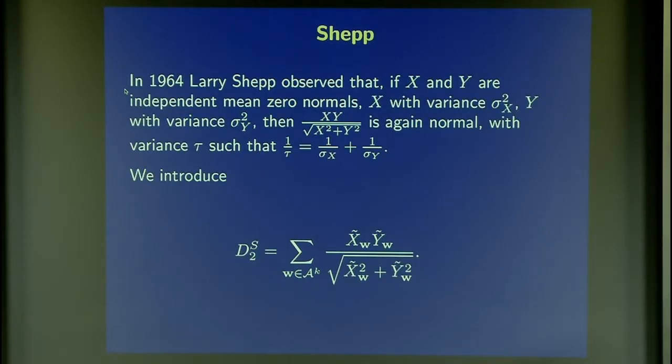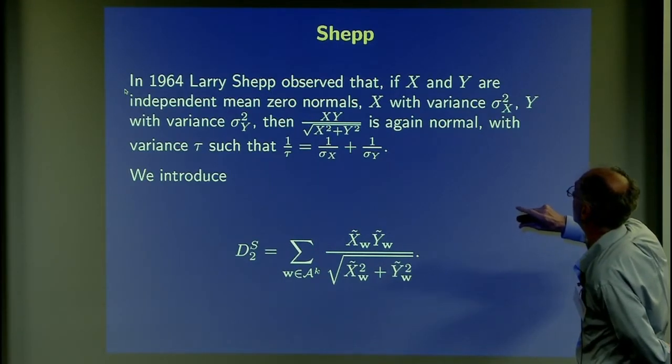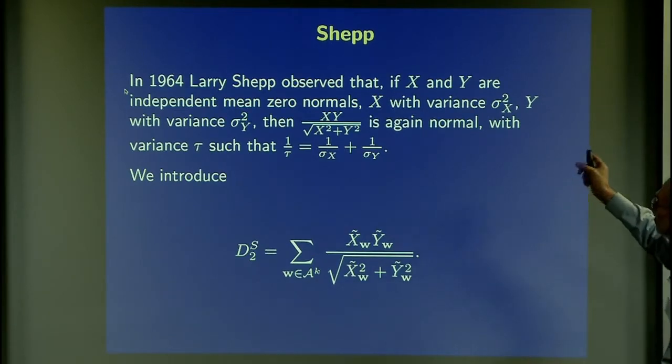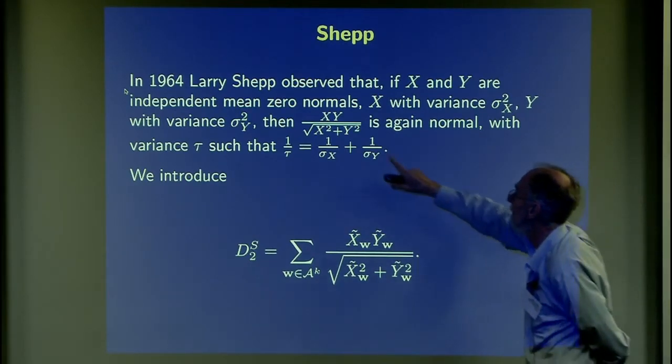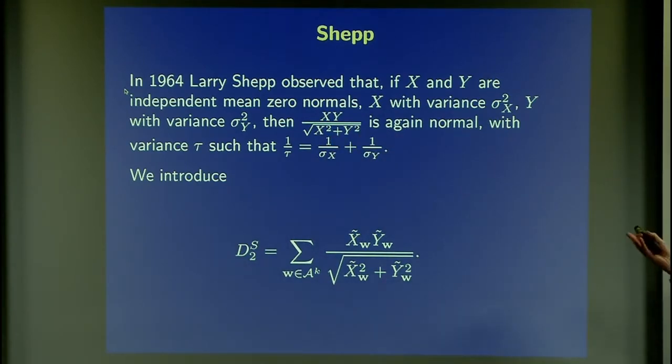Just a couple of comments about that. Larry Shepp, who was an amazing character, passed away not so long ago. In 1964, he discovered that if X and Y were independent mean zero normals with their variances, and you did X times Y and divided by the square root of the sum of the squares, you got something normal again.